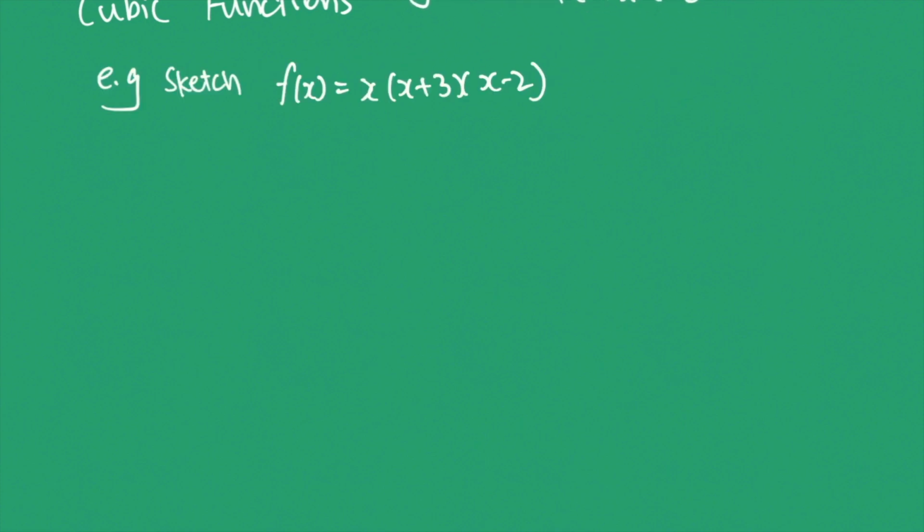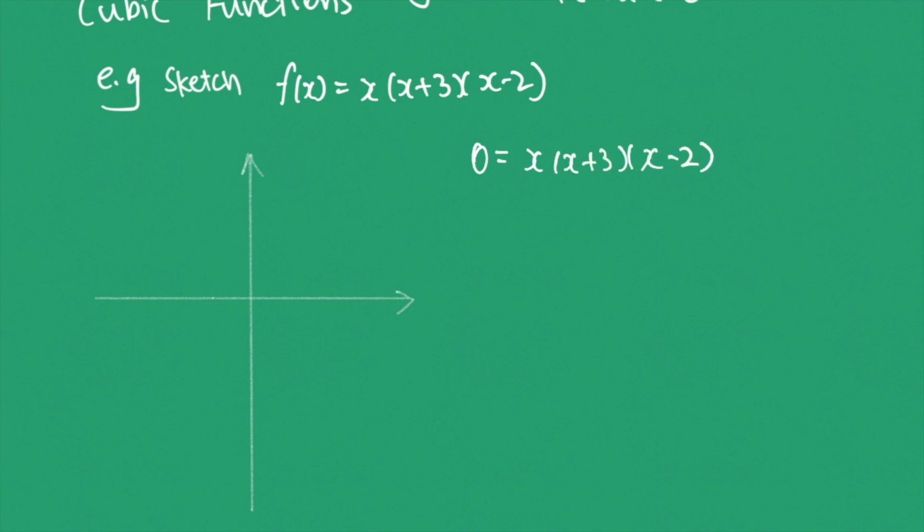For example, sketch the function y equals x times (x plus 3) times (x minus 2). In order to sketch a graph, we first need to find its x-intercepts. For x-intercepts, the function y equals 0, so 0 equals x times (x plus 3) times (x minus 2). So the x-intercepts are at 0, negative 3, or 2. And we can plot them onto the graph. So it's 0, 2, and negative 3.